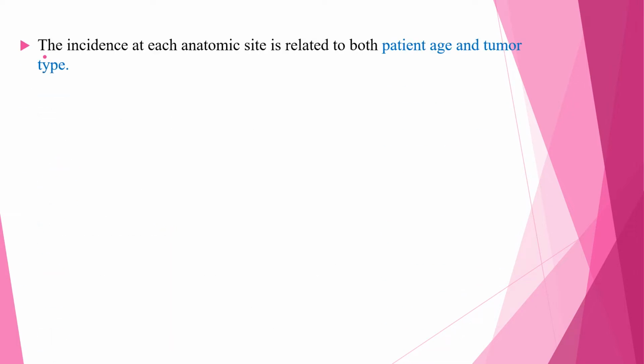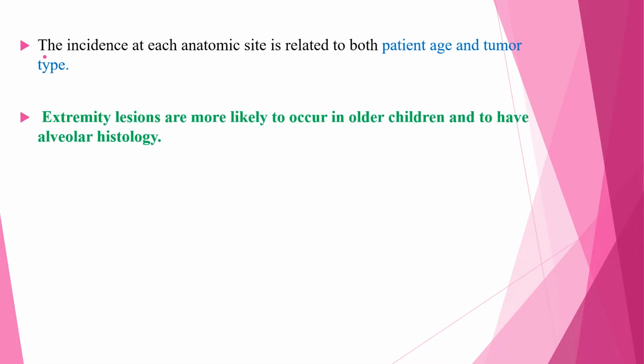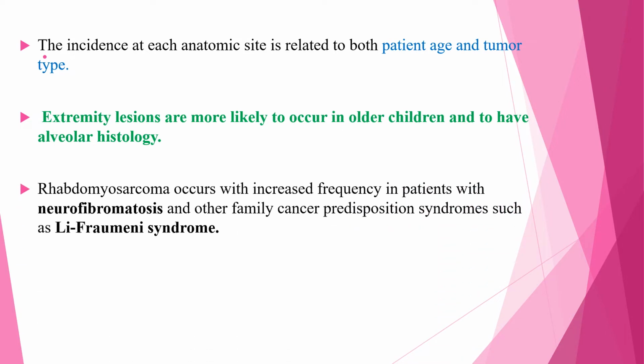The incidence at each anatomic site is related to both patient age and the tumor type. Extremity lesions are more likely to occur in older children and to have alveolar histology. Rhabdomyosarcoma occurs with increased frequency in patients with neurofibromatosis and other familial cancer predisposing syndromes such as Li-Fraumeni syndrome.